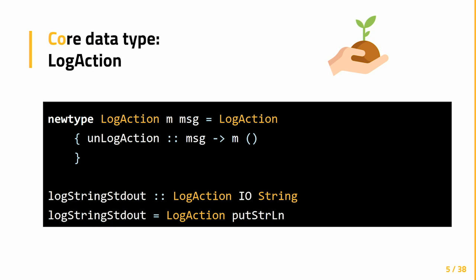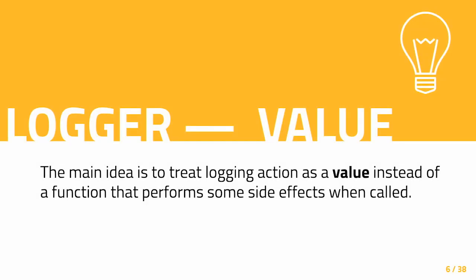So the important parts are the message, what we are going to log, and the monad, in which we are going to change the context for our logging. And a simple example of such a log action is logStringStdout. It's just a wrapper around the putStrLn function. It works in the IO monad, and it takes a String as a message. This is one of the basic things. So the main idea is that in Colog, a logger is a value. It's not some function from some library that you call to give some side effects. It's a value.